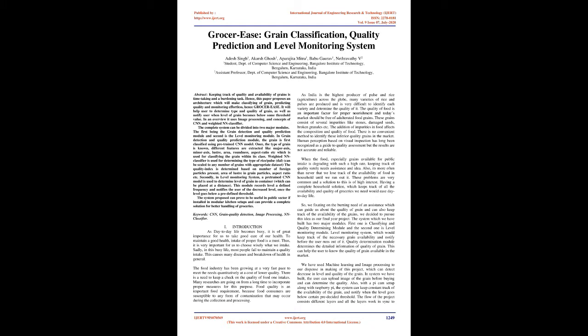As India is the highest producer of pulses and rice across the globe, many varieties of rice and pulses are produced, and it is very difficult to identify each variety and determine its quality. The quality of food is an important factor for proper nourishment, and today's market should be free of adulterated food grains. These grains consist of several impurities like stones, damaged seeds, broken granules, etc. The addition of impurities in food affects the composition and quality of food.